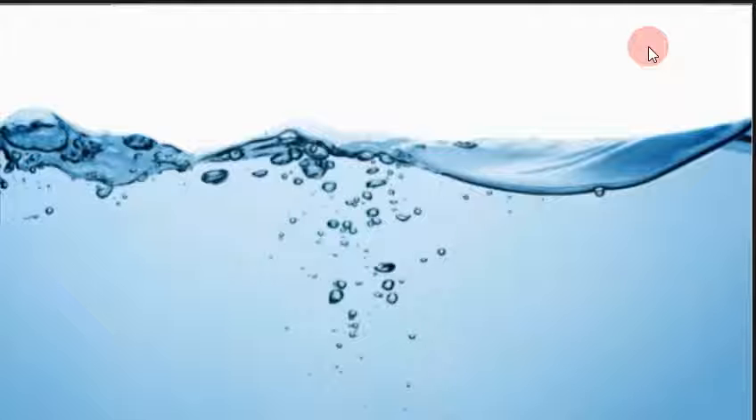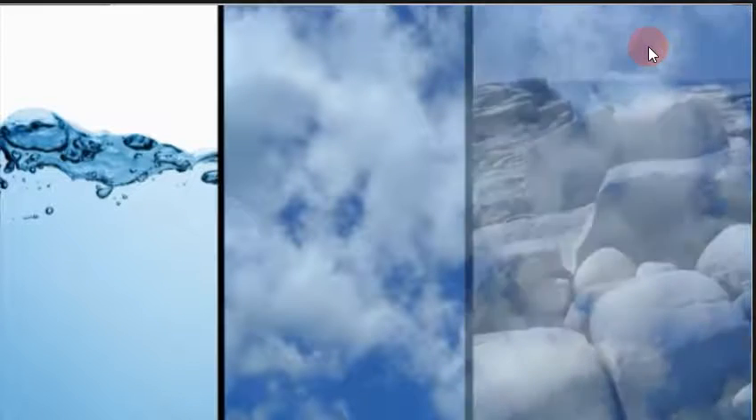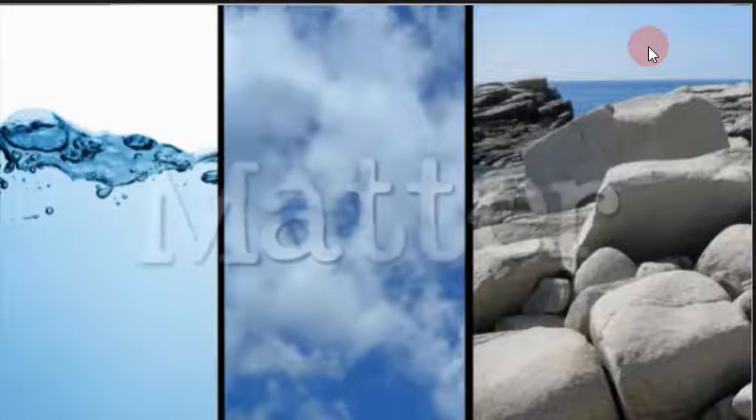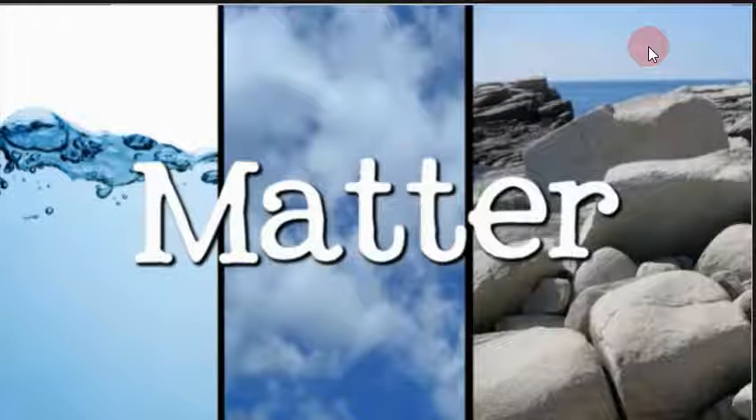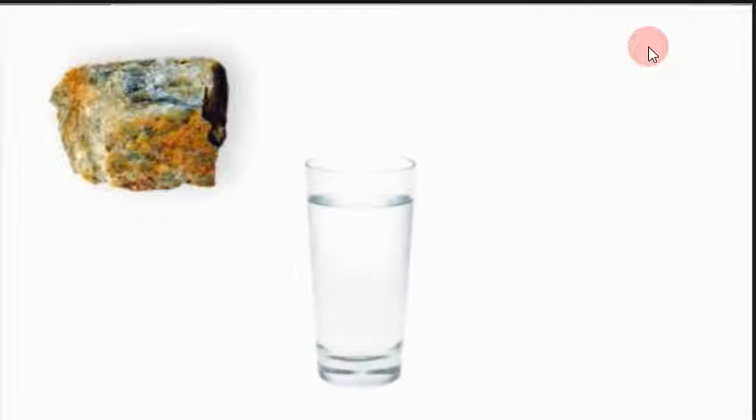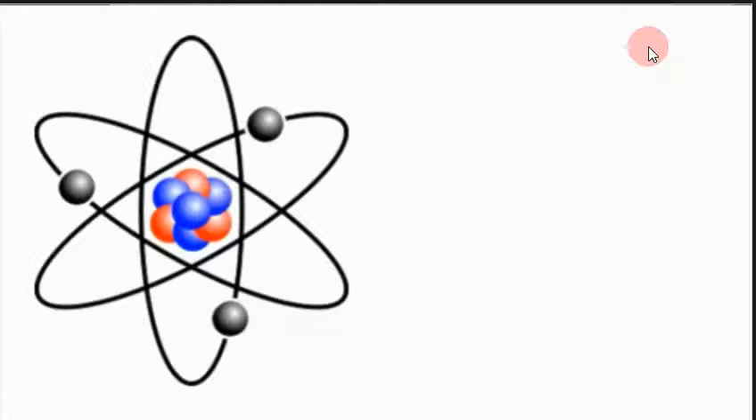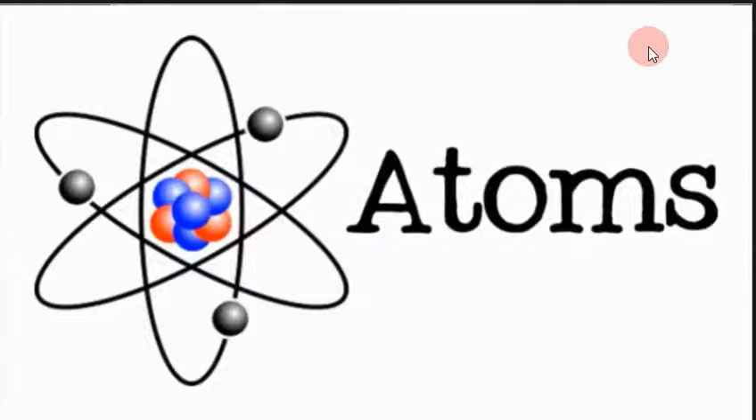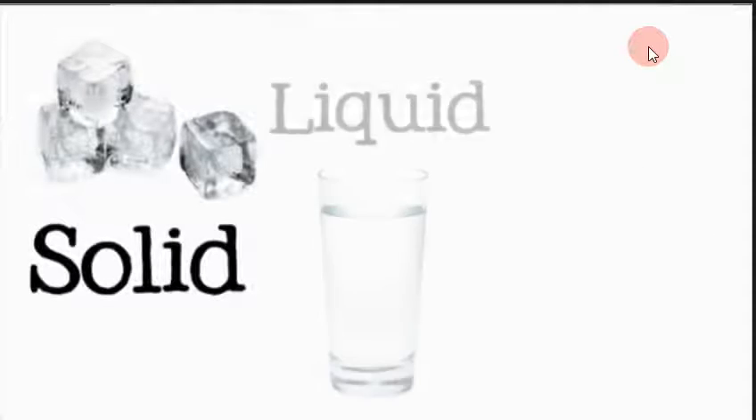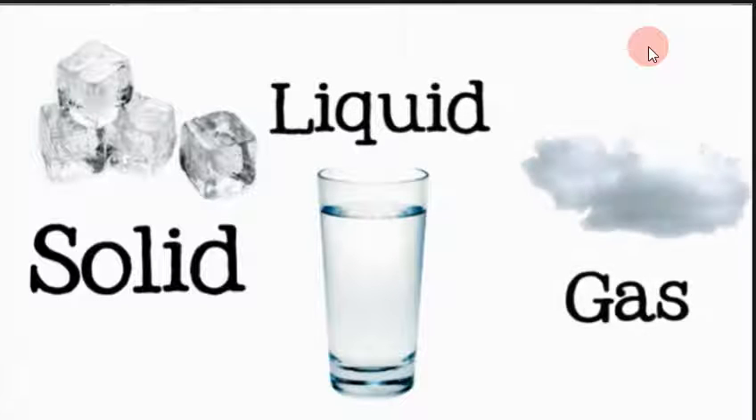Do you know what water, air, and rocks all have in common? They are made of matter. Matter is something that takes up space. Now, you might be wondering why they all look so different if they are made of the same thing. But the truth is that everything around you is made of matter, just in different shapes and forms. Matter is made of tiny particles called atoms. Matter can be grouped into three main states: solid, liquid, or gas.